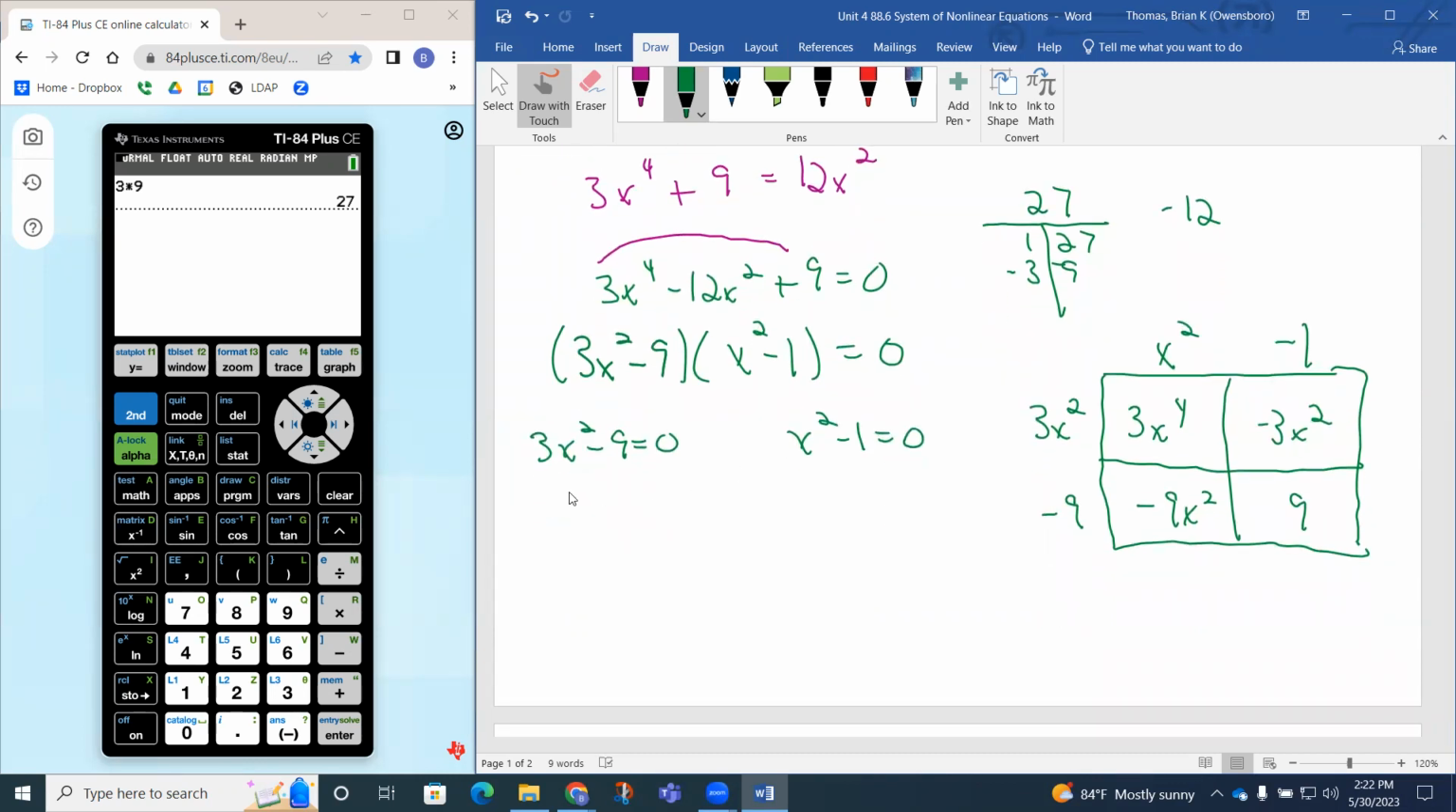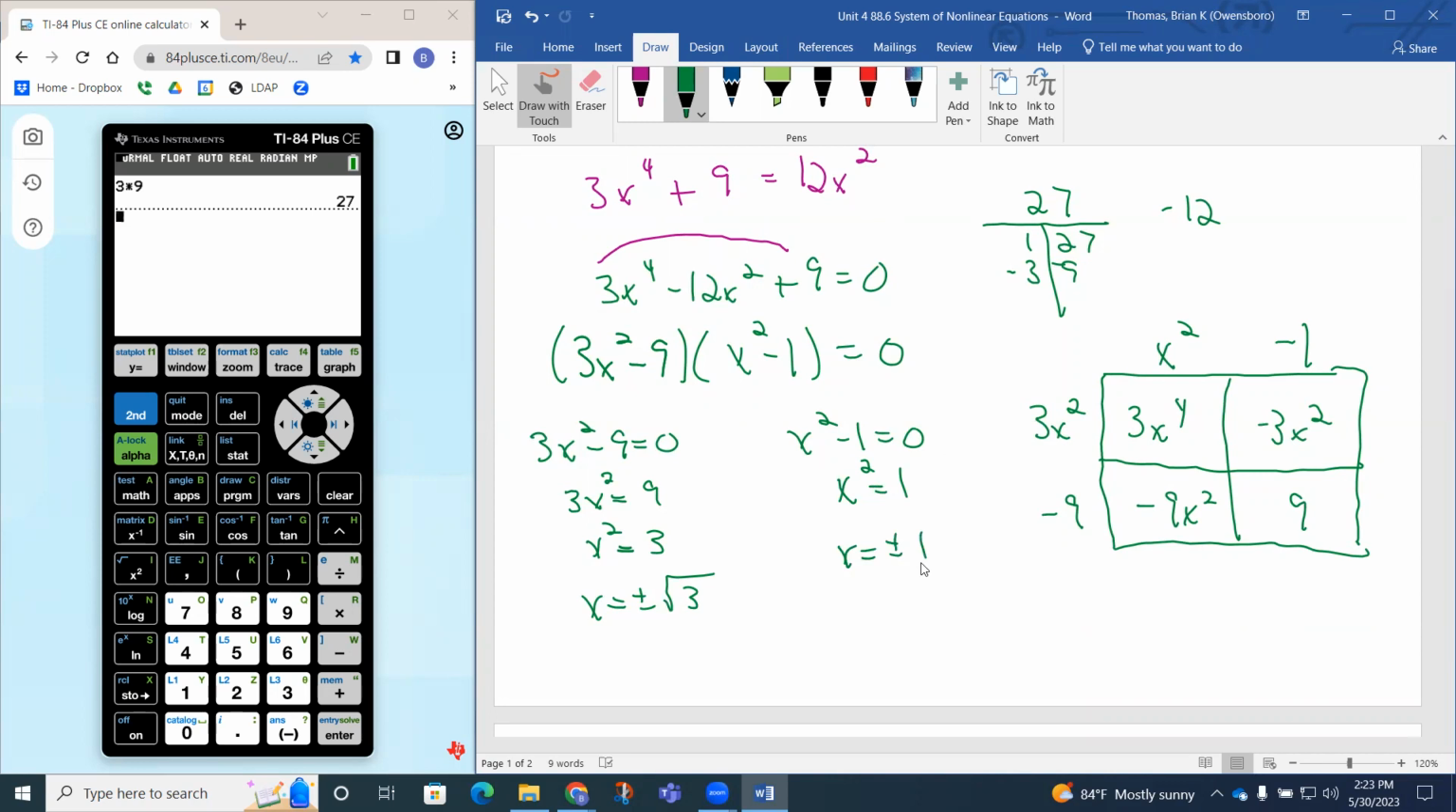So if I add 9 to both sides, we get 3x squared is equal to 9. Divide both sides by 3, x squared equals 3. If I take the square root, that's going to be plus or minus the square root of 3. Since we cannot take the square root of 3, we leave it as that. Over here, we would have x squared is equal to 1. In other words, x could equal positive or negative 1.